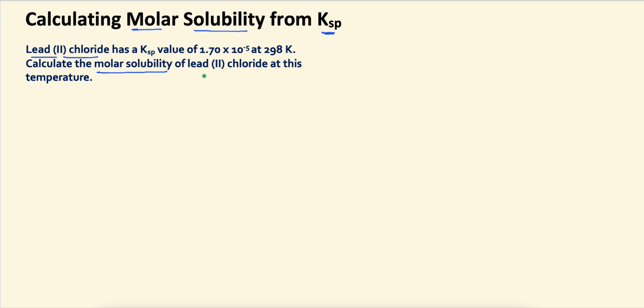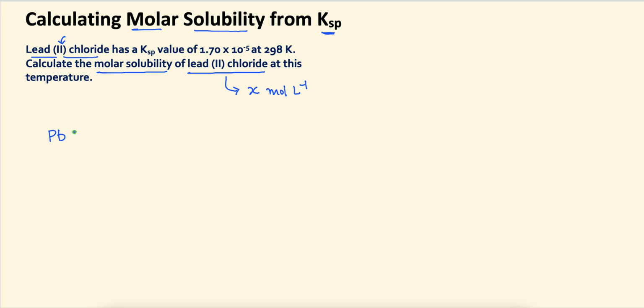Okay, let us assume that the molar solubility of lead 2 chloride is x moles per liter, right? Let us say this is x moles per liter. Okay, so first of all, let us try to write the dissolution equation of lead 2 chloride, right? As the name suggests, the lead is in the 2 positive oxidation state because we have these two Roman numerals in the brackets. This tells us that the lead is in the +2 oxidation state.